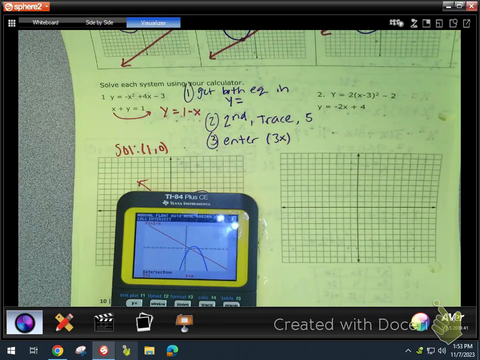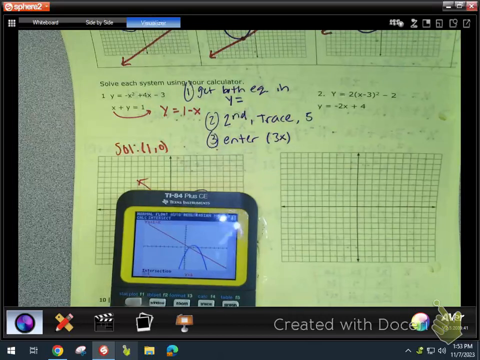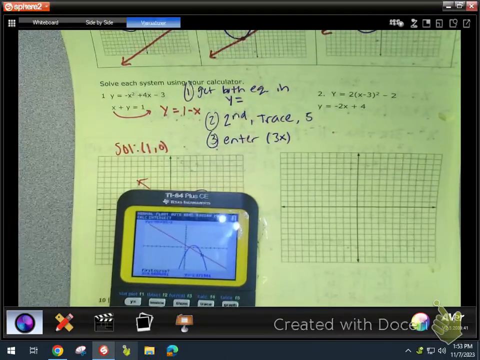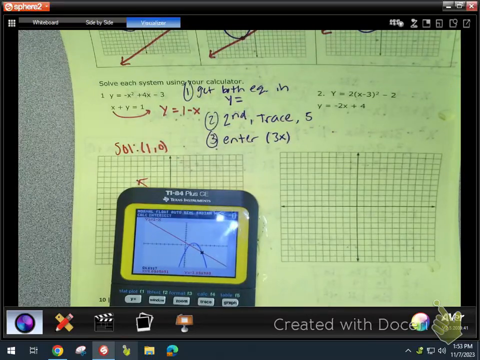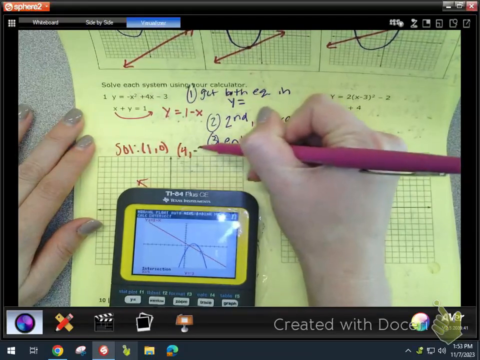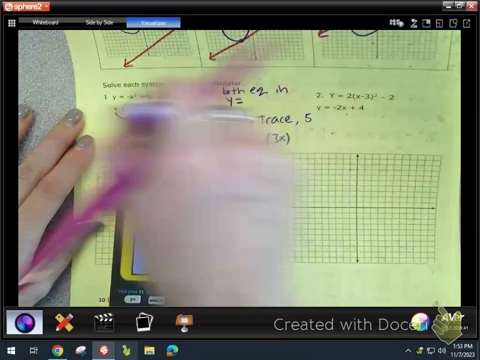What you will not do is start scrolling aimlessly on your graph right now to find the other one. You are going to start the process over. Second trace 5 again. Now you may move the little blinking cursor near the other one. It doesn't have to be on it, it just has to be closer to that one, so your calculator will grab that intersection. Enter, enter, enter again, and you will see the other intersection point is (4, -3). So we can see how bad my graph is. I'm going to keep it covered.